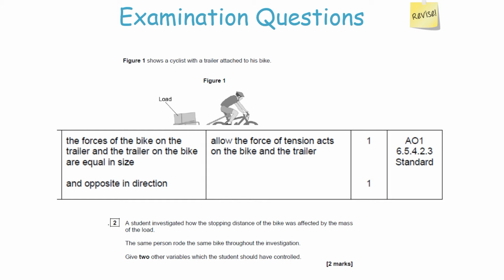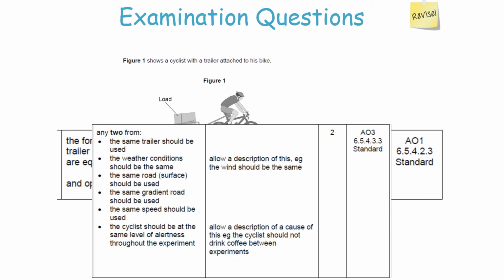Now the next question links into Newton's second law. The easiest way to think about it is as follows. We're trying to look at the stopping distance of the bike and how it's affected by the mass of the load. So what have you got to control? When you talk about control variables, think of anything which would affect the stopping distance which isn't the independent variable, which isn't the mass. So you'd have to use the same trailer each time, have the same weather conditions, use the same road surface, use the same gradient, have the same speed, or have the same level of alertness. Always think to yourself with a control variable: what needs to be kept the same so it doesn't affect the outcome of the experiment, so nothing affects the outcome except the independent variable.